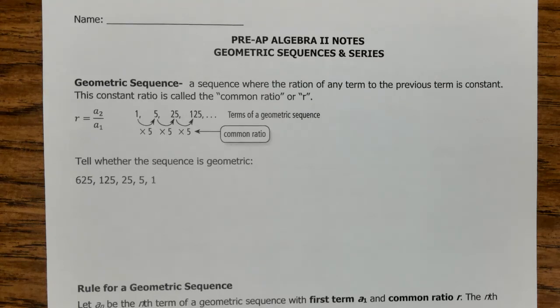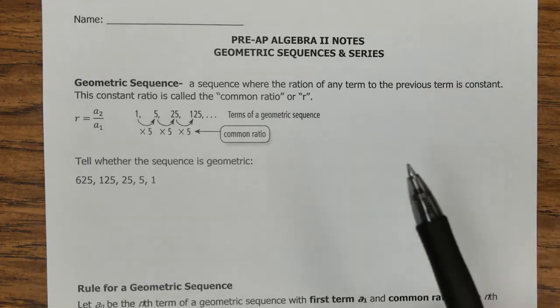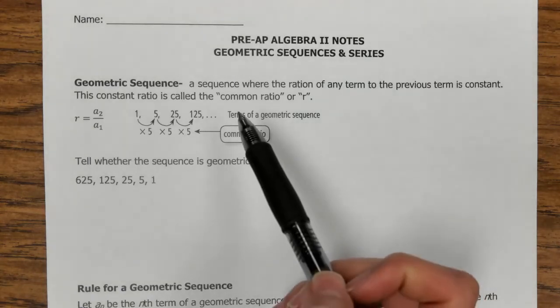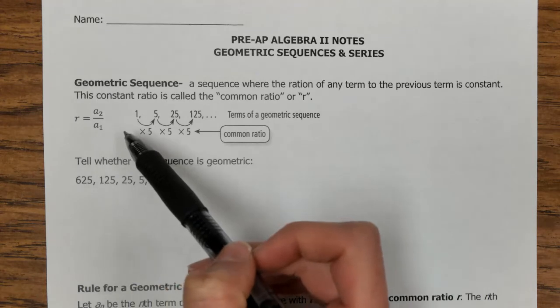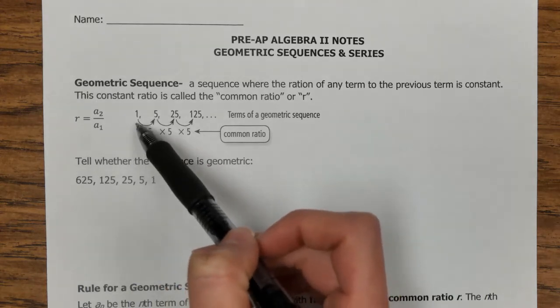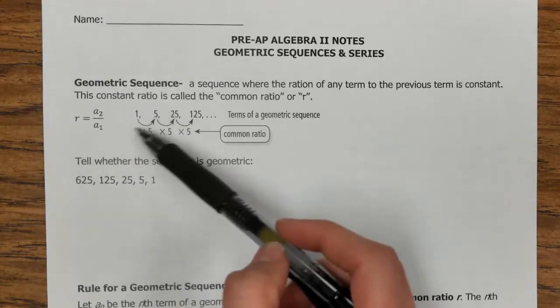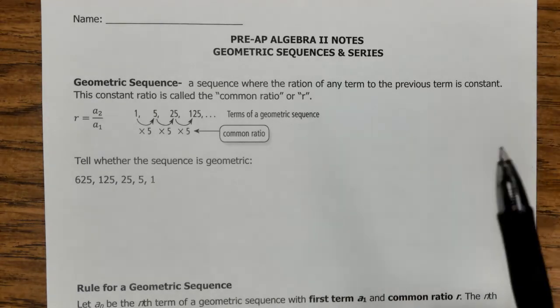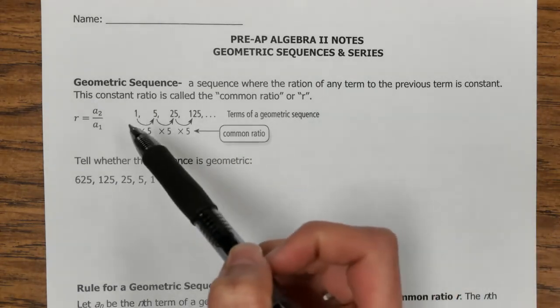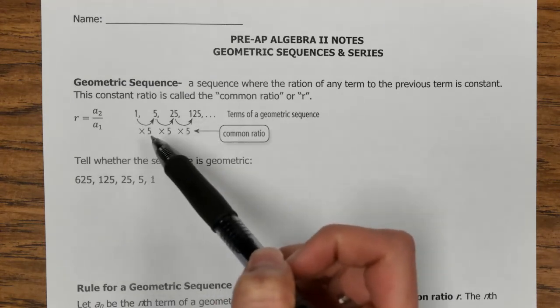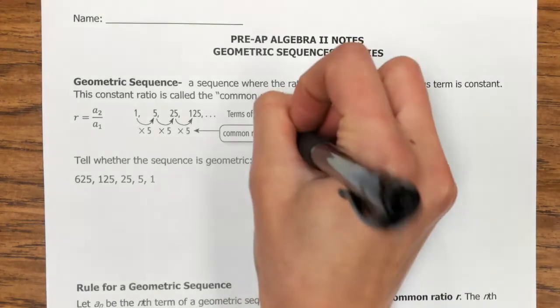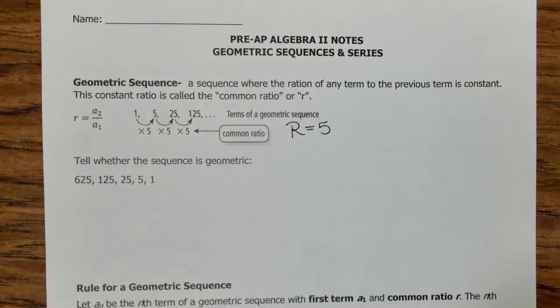Alright, so we just did arithmetic sequences where you added and subtracted the same amount each time. So geometric is multiplying the same amount each time. We had a common difference for arithmetic. We're going to have a common ratio for geometric. The common ratio you can find from your second term divided by your first term. Your common difference was second minus first. This is second divided by first. If you're looking at 1, 5, 25, 125, you can tell you're multiplying by 5 each time, so R would equal 5.